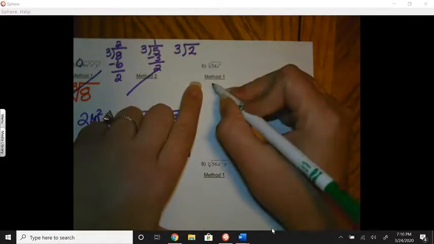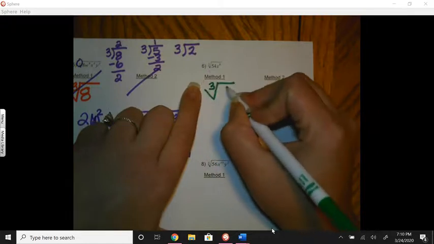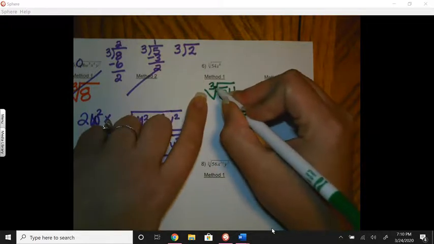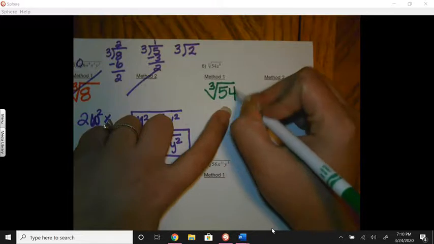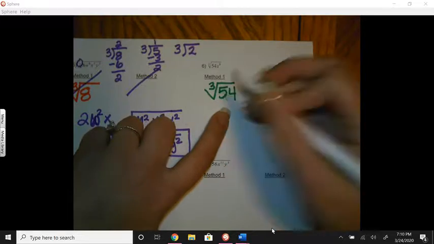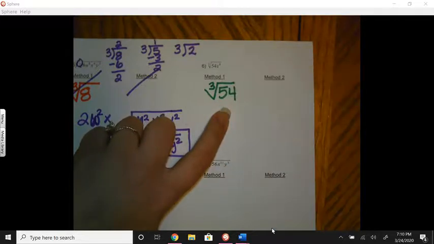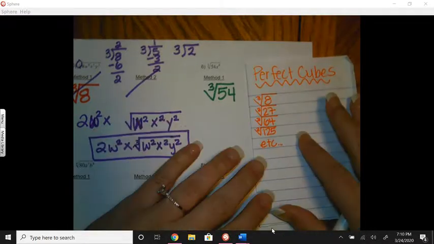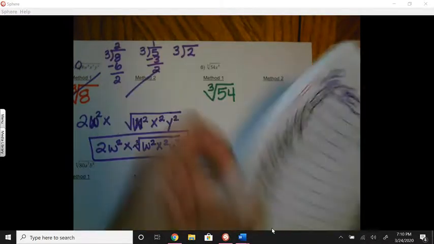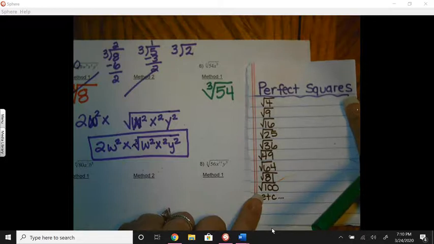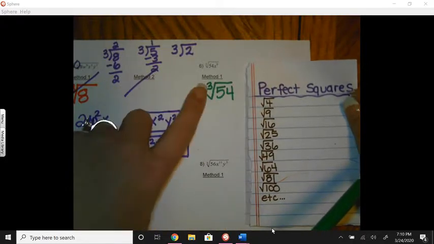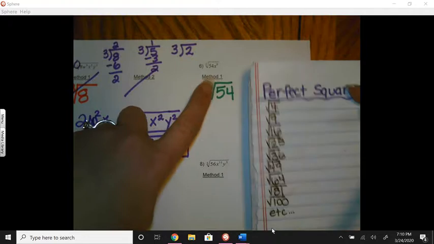Alright, let's try another example here. So we have the cube root of 54. So that means what times itself 3 times is 54? There is no perfect cube. It is not a perfect cube. So that means we would have to make a perfect cubes list. So we can't use this list that we were using for all the other problems because these are square roots, and this is a cube root. So we have to pay attention to the index.